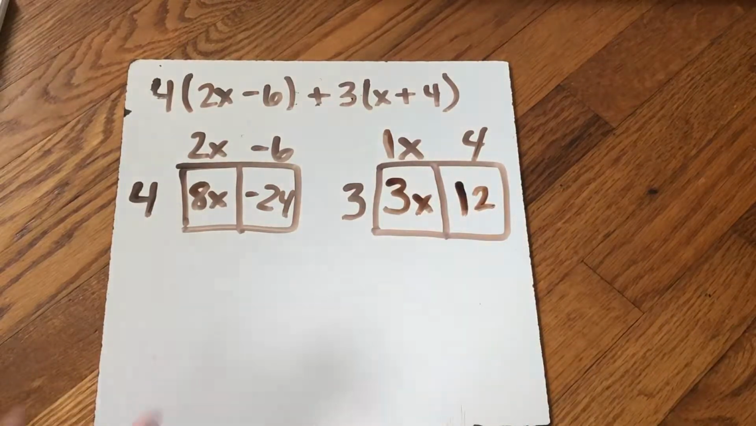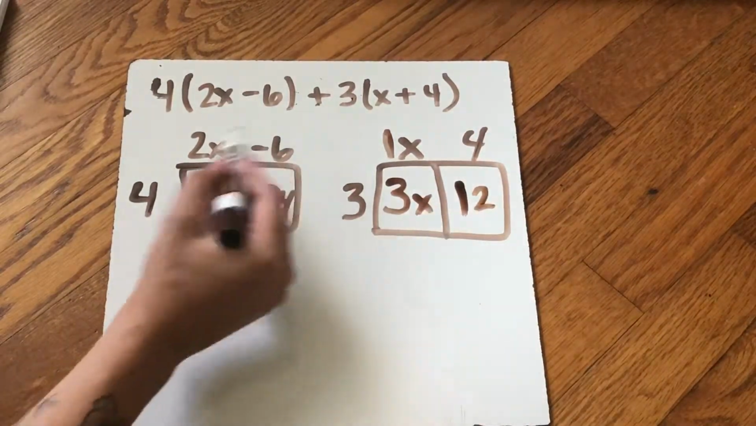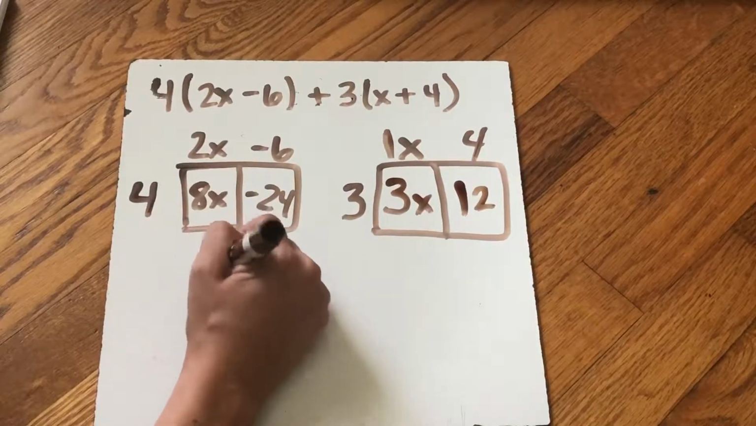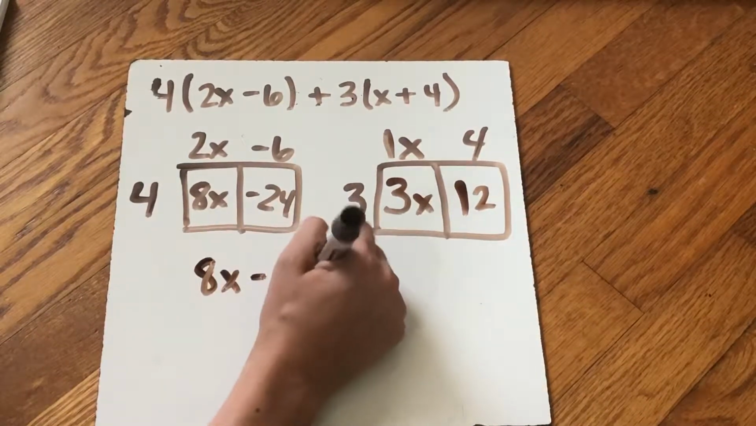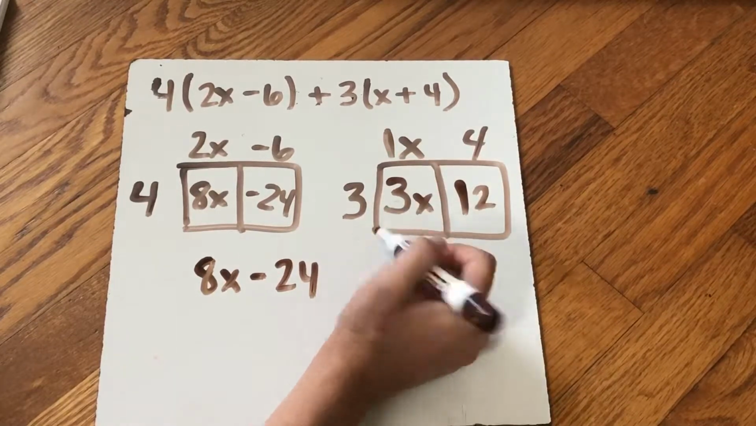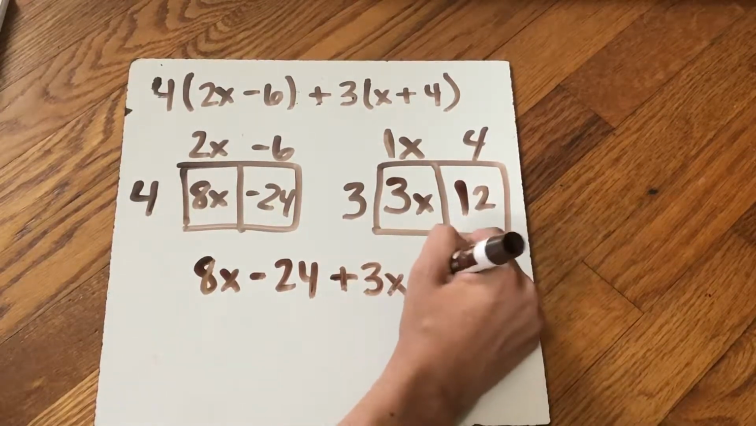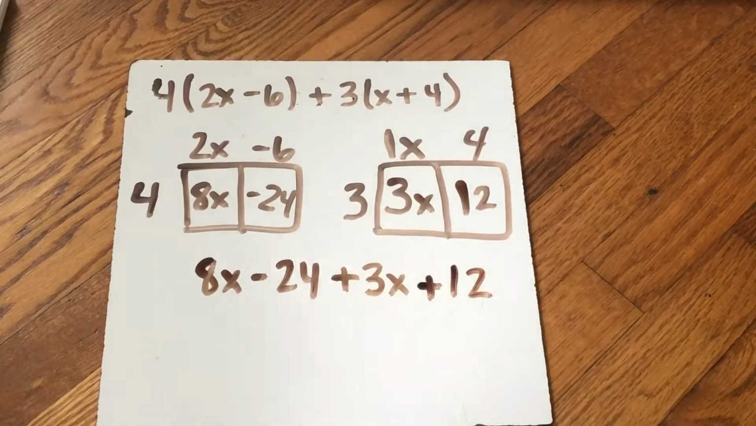Okay, now I have these two boxes, and I'm going to keep only what's inside the box. So I'm going to write it out down here all together. I have 8x minus 24. This is a +3, so I'm going to do +3x plus 12 because it's a +12.